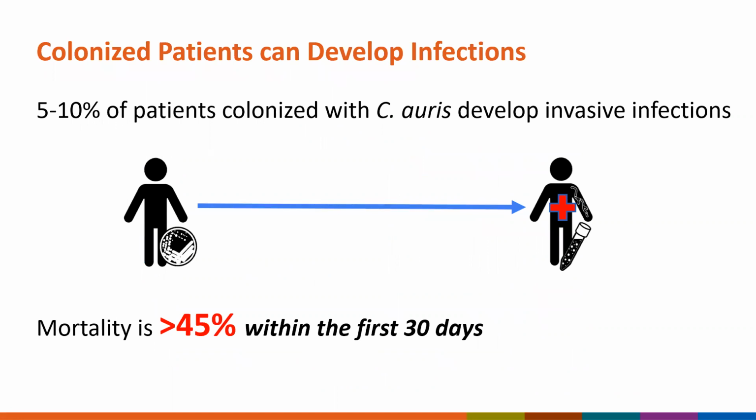Again, just reiterating why it's important to detect colonized patients. They can go on to develop infections. Just some numbers behind that. Candida auris, for example, we've learned that 5 to 10% of patients colonized with Candida auris go on to develop invasive infections, and that mortality can be over 45% for those within the first 30 days.